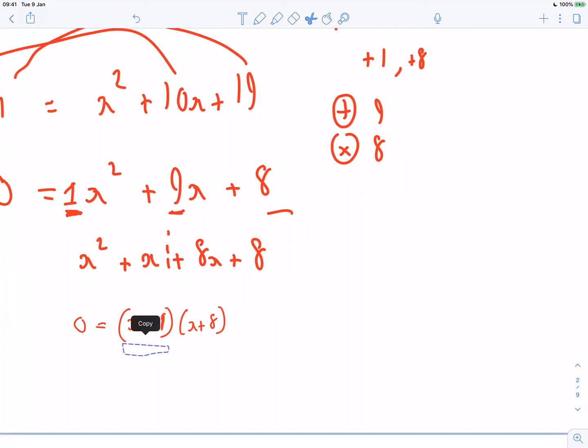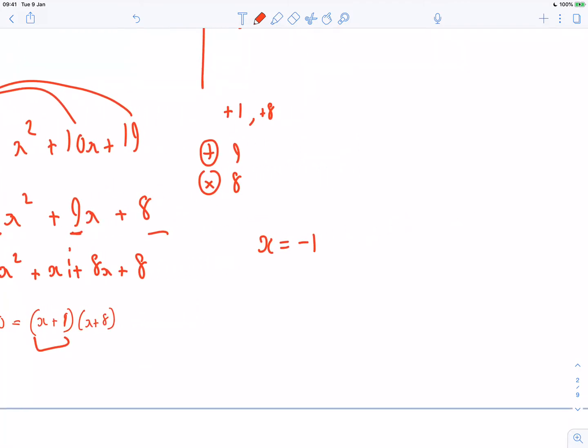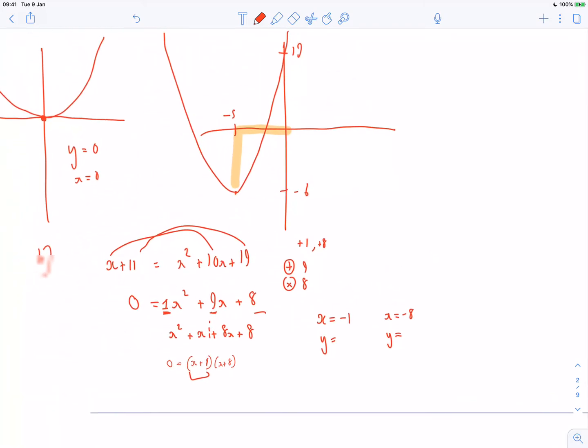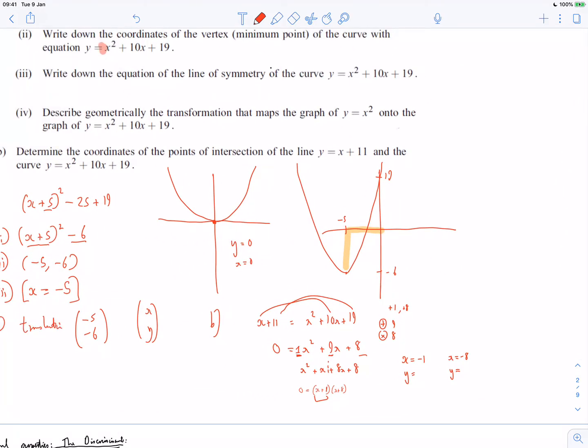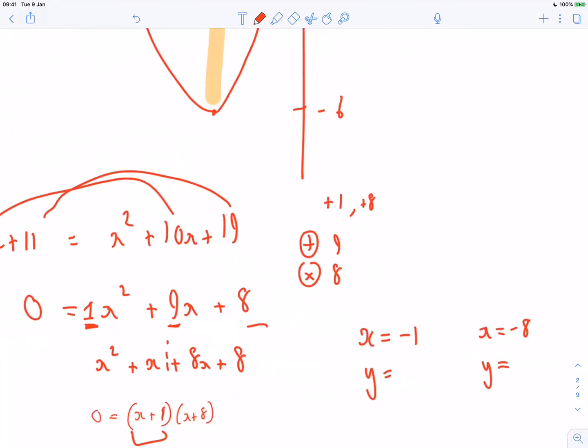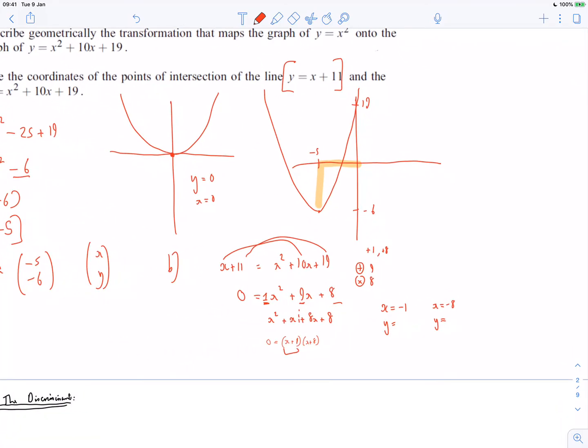So when x plus 1 is 0, then that clearly means x is minus 1. And when x plus 8 is 0, we're going to get x equals minus 8. But it wants coordinate points, and every coordinate in the two-dimensional space, the plane, which is the Cartesian coordinate axis, there's going to be a y value. And all we have to do is add 11 to our x values to get y, because it lies on the line and the curve.